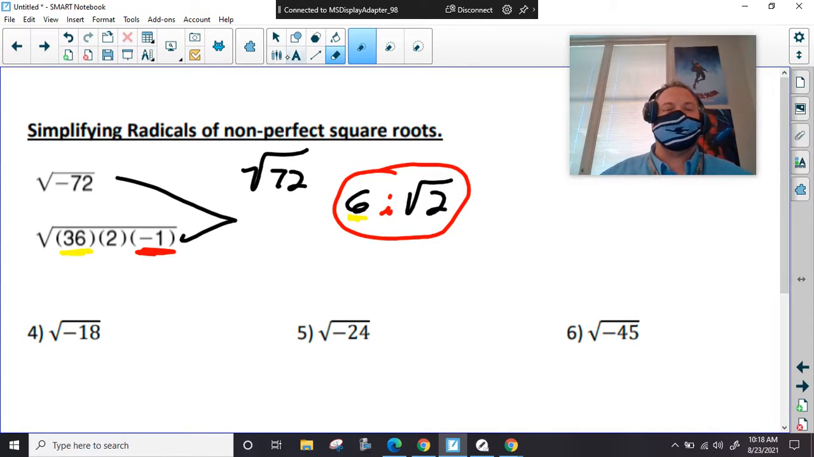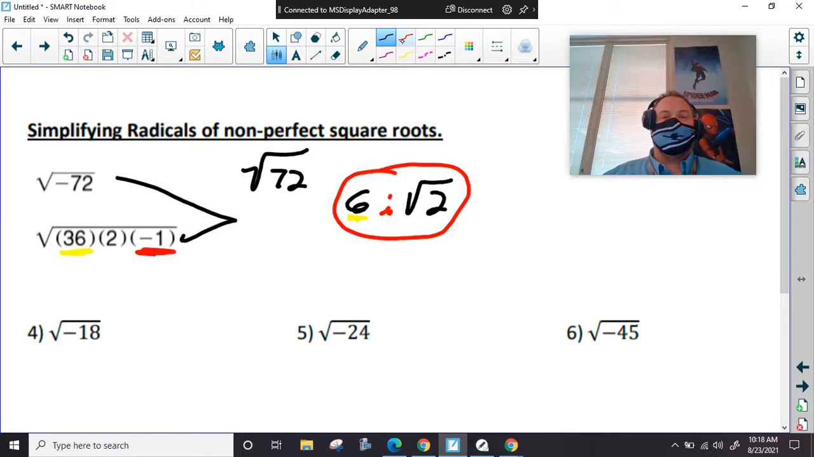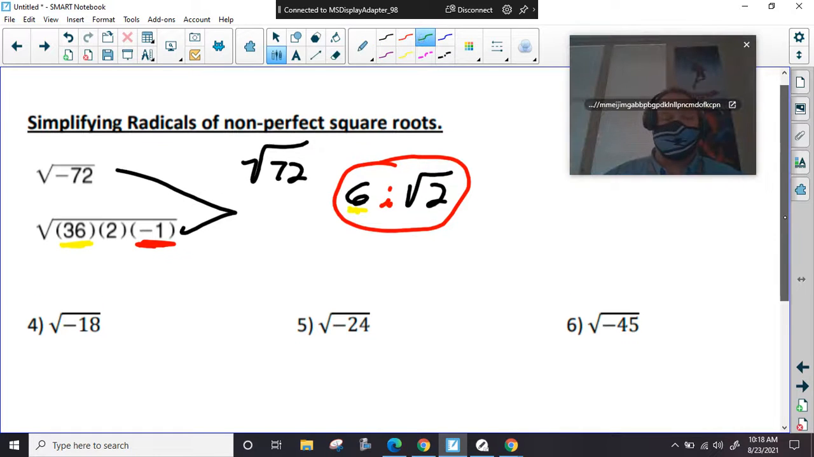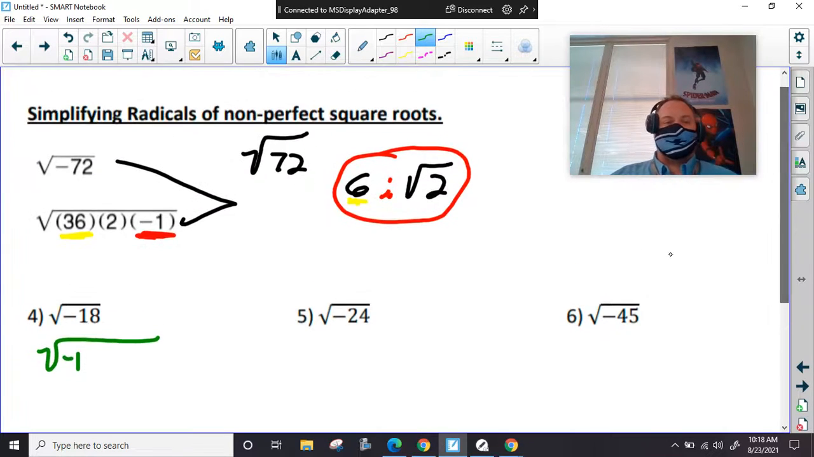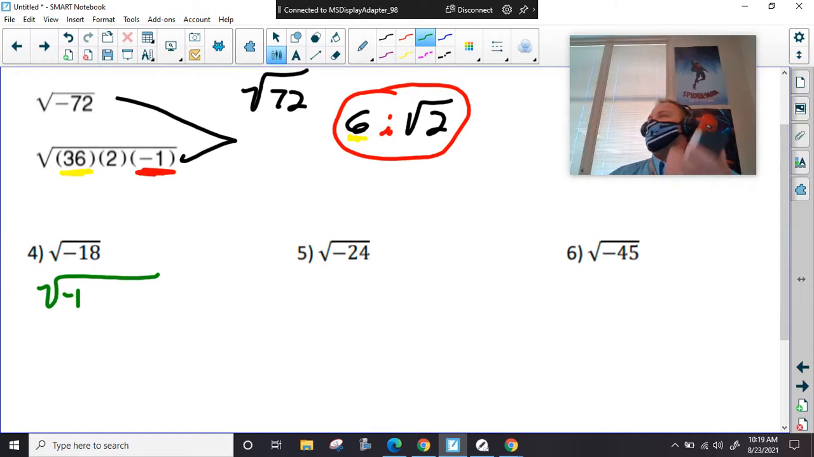Got it. All right, so let's move on to number 4. We know it's going to have a negative 1. The 6. What is the square root of 36?